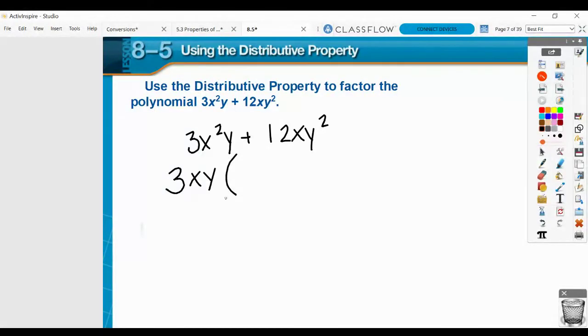So when you divide, 3 divided by 3 would be 1. You're subtracting the exponents, so 2 minus 1 would be 1. And then y minus y would be 0. 12 divided by 3 would be 4. X minus x would be 0. Y squared minus y would be y.